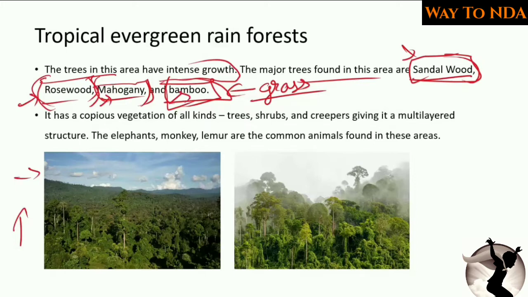Now it has a copious vegetation of all kinds. अब यहाँ पर आपको सारे टाइप का वेजिटेशन मिल जाएगा. You will find some shrubs also, then creepers also. Okay, shrubs, creepers and trees.